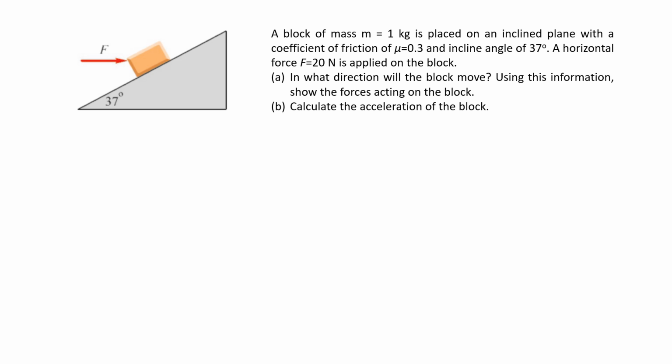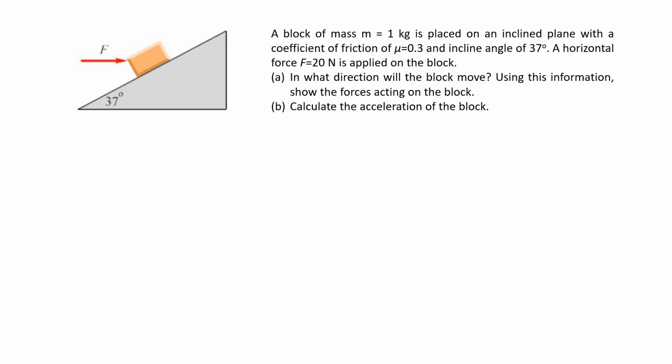A block of mass 1 kg is placed on an inclined plane with a coefficient of friction of 0.3 and inclined angle of 37 degrees. A horizontal force of 20 newtons is applied on the block. So we have to find in what direction the block will move, and using this information we have to show all the forces acting on the block. Afterwards we have to calculate the acceleration of the block.